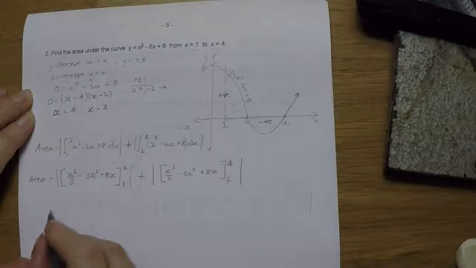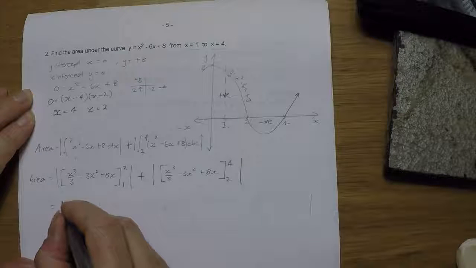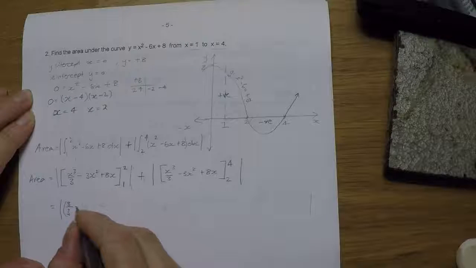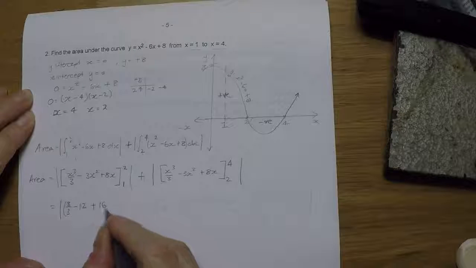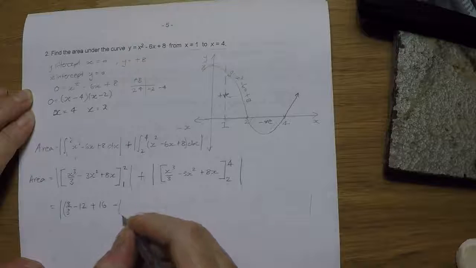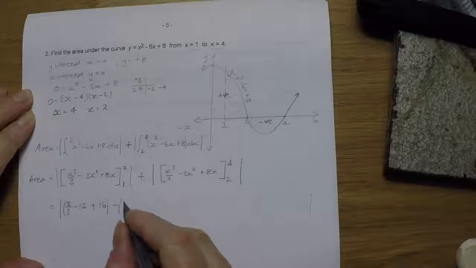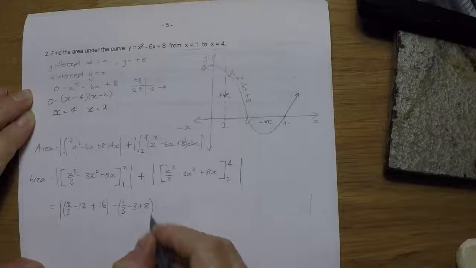Absolute value. Now if I pop all of that in, I'm going to substitute 2 through. I'm going to end up with 2 cubed is 8 on 3, minus 12, plus 16, minus substituting 1: 1/3 minus 3 plus 8.